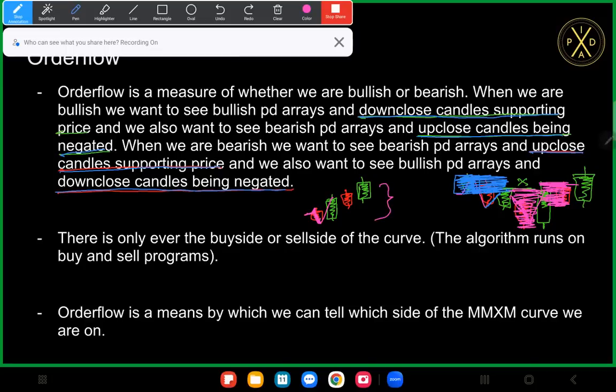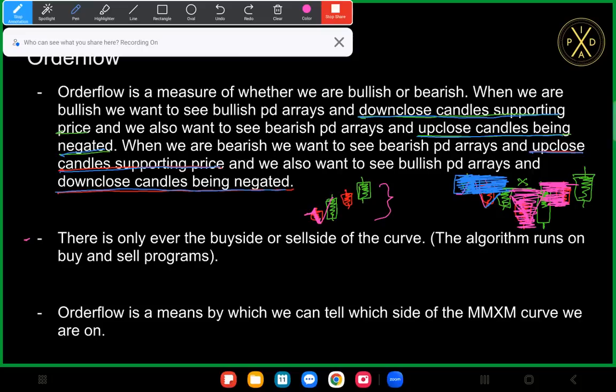All right, so that's that little bit on order flow. Now let's talk about this point right here. So there's only ever the buy side or the sell side of the curve. And that's because the algorithm is running on buy programs and sell programs. So you're either seeing price going higher, price coming lower, or price moving sideways, right? And when it's moving sideways, it's typically just reaccumulating or in an area of redistribution. But there's only ever that buy side or that sell side of the curve, right? So there's only ever bullish order flow or bearish order flow.